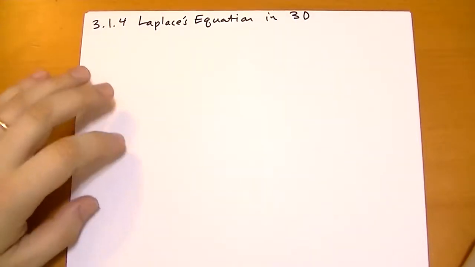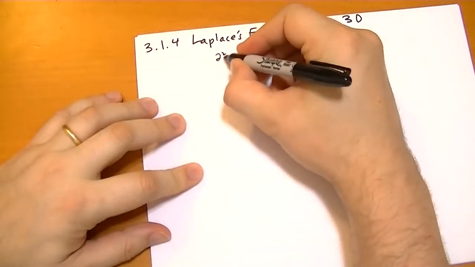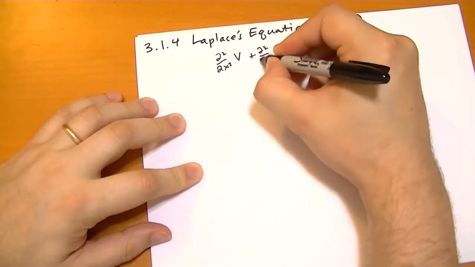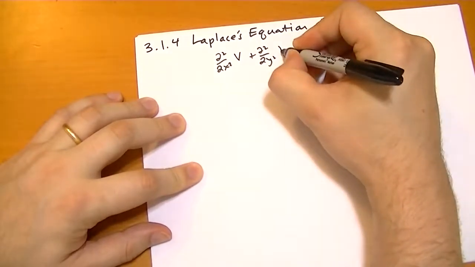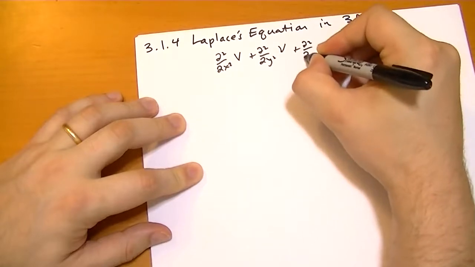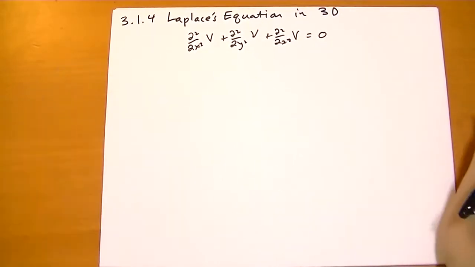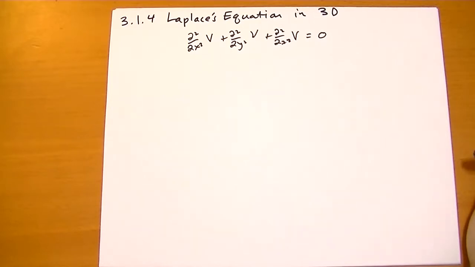So Laplace's equation in 3 dimensions is d squared by dx squared of the potential plus d squared by dy squared of the potential plus d squared by dz squared of the potential, all has to equal 0. Okay, and I can't give you a good example of this. There's nothing really intuitive in your typical life that really helps you see what is really going on here.